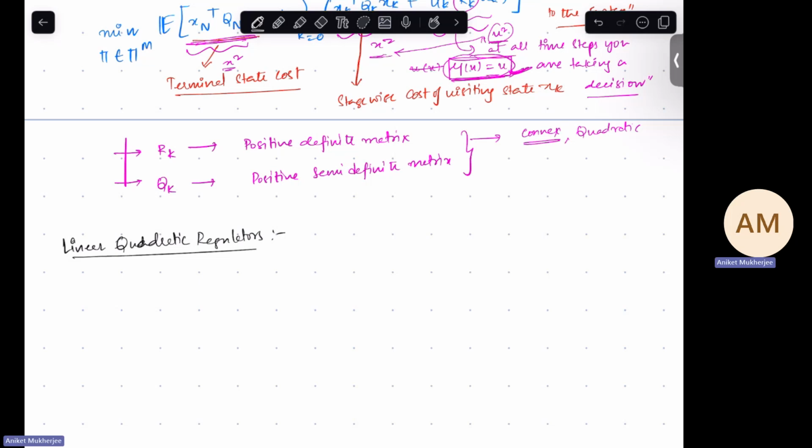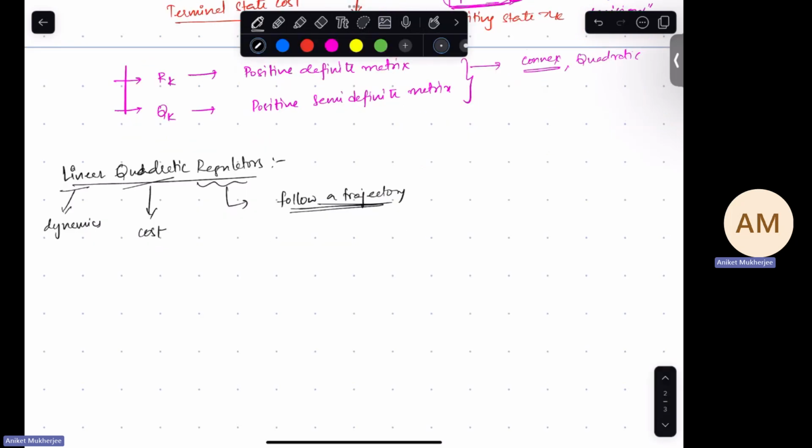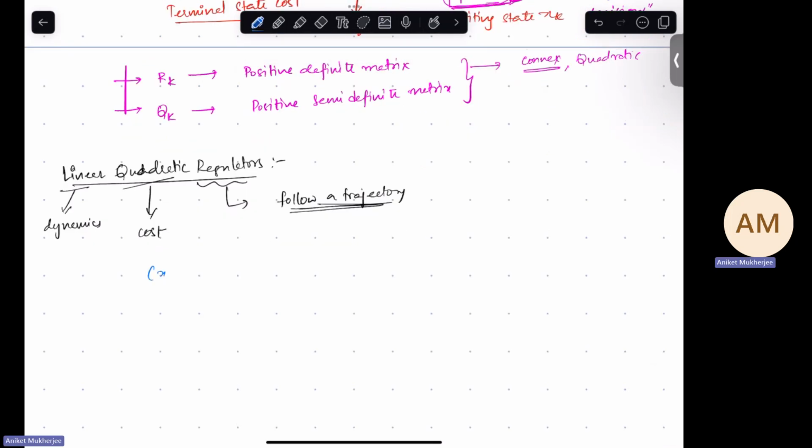So why are they called regulators? The linear and quadratic is because the dynamics are linear and the cost function is quadratic. Regulators because you want to follow a trajectory, right? So when you try to follow a trajectory, it's known as a regulator. So suppose you have a given trajectory, x0 bar, x1 bar, and so on, xn bar. This is your given trajectory.